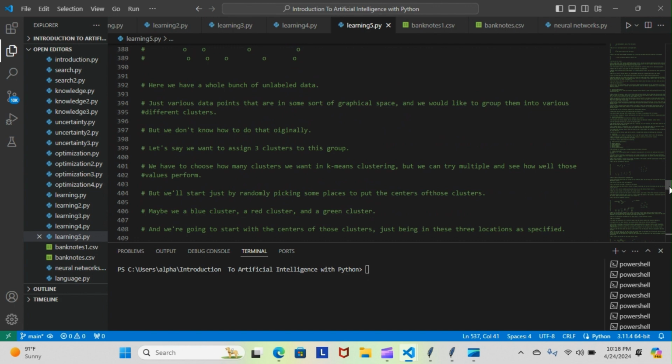Let's say we want to assign 3 clusters to this group. We have to choose how many clusters we want in k-means clustering, but we can try multiple and see how well those values perform. We'll start just by randomly picking some places to put the center of those clusters. Maybe a blue cluster, a red cluster, and a green cluster, like I showed you. We're going to start with the centers of those clusters just being in these 3 locations as specified.